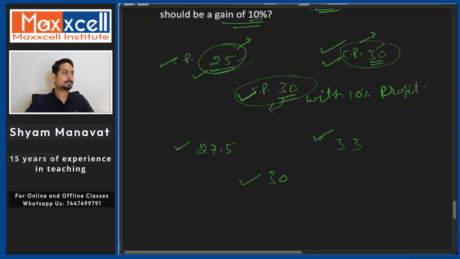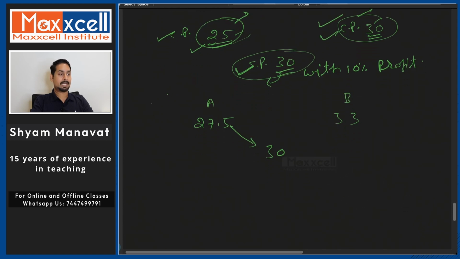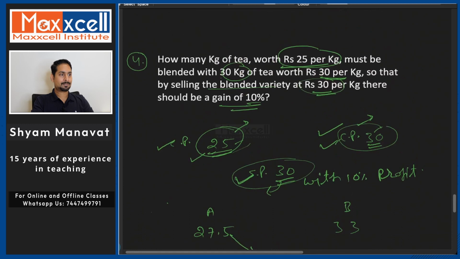All right. If you want, you can convert all of them into the cost price, and then also you will solve, you get the same answer. Okay, now try this. Let's call this type A tea, type B tea, and this is the mixture. How many kgs of both of these? So let me call this type A and this is type B.